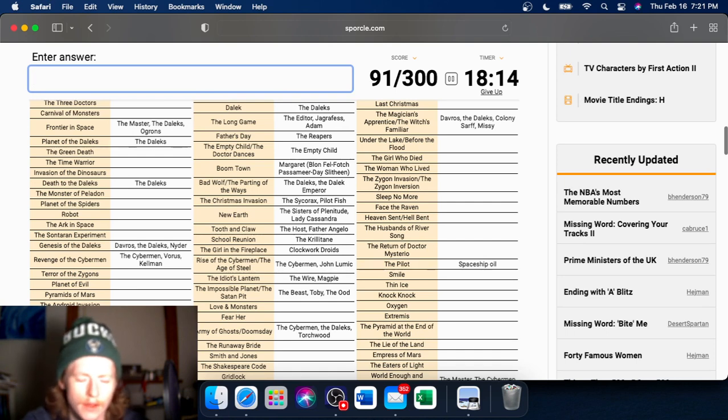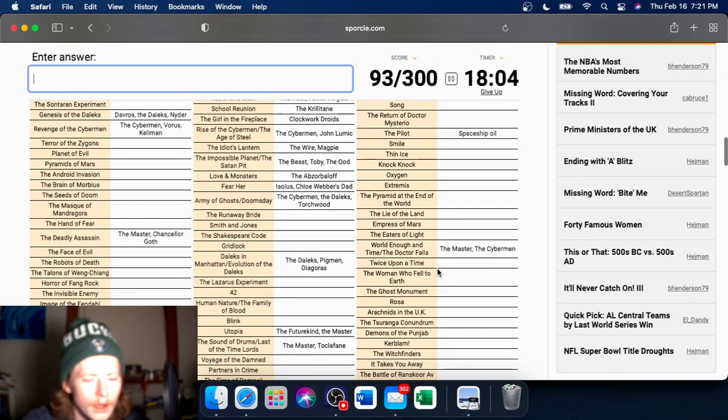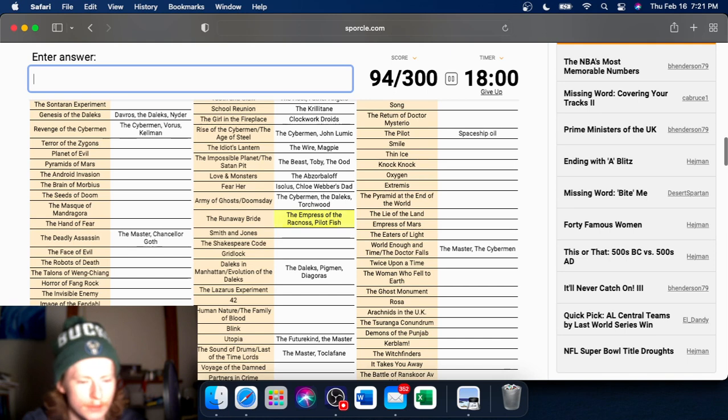Love and Monsters is Absorbaloth, thank you. Baloth. It's a hard word to spell. Fear Her is the Isolus. Another hard word to spell. Runaway Bride is the Racnoss. Smith and Jones is the Judoon and the Plasmavore. Shakespeare Code is the Carrionites. Gridlock is the Macra for some reason.